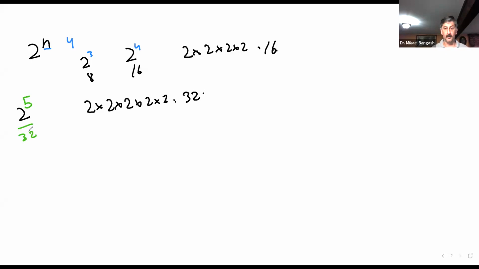So this raised to the power 4 here, this raised to the power 3 here, this raised to the power 5 here, doesn't mean that you say 2 multiplied by 5, because that would give you 10. That is mathematically incorrect.